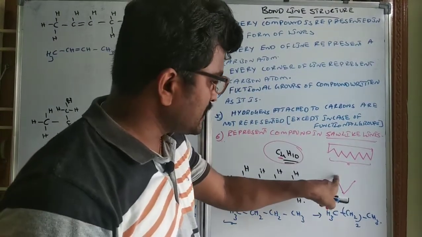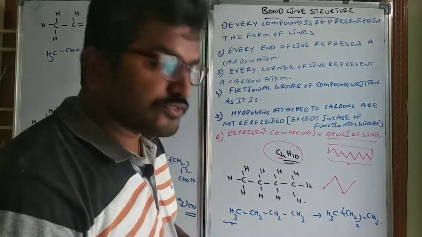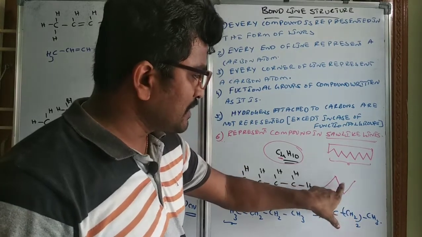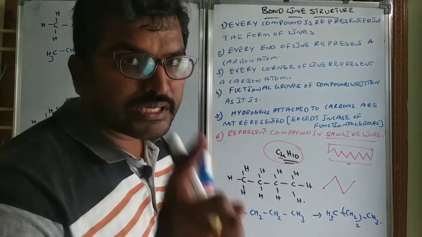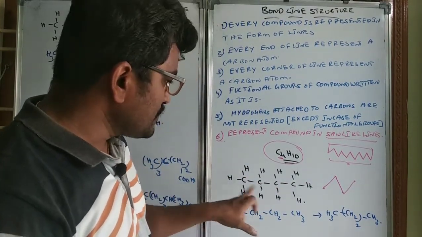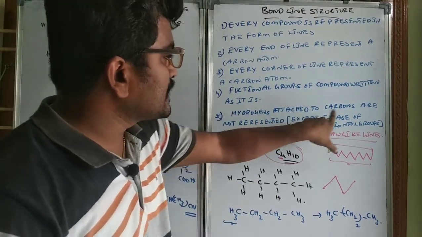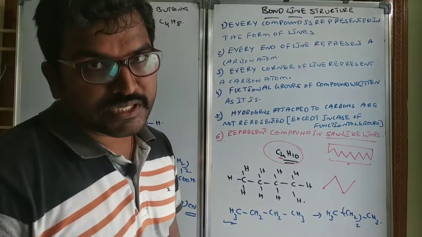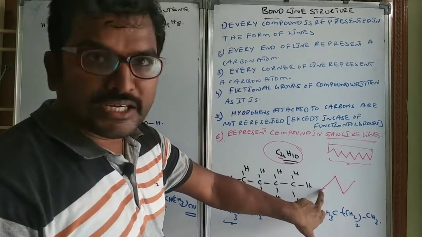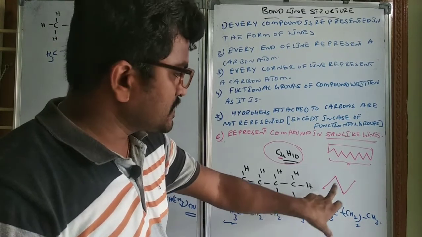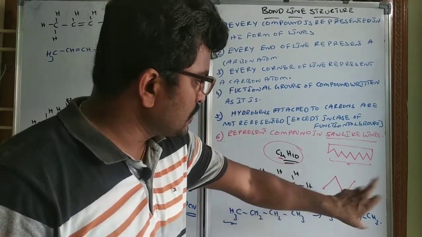Butane is represented in the form of a line with 4 carbon atoms. Every end represents a carbon atom and every corner also represents a carbon atom. So this is CH3. See, hydrogens attached to the carbons are not represented. Here you see there are hydrogens for this CH3, but we will represent it as it is. Here it is CH3, CH2, CH2, CH3.